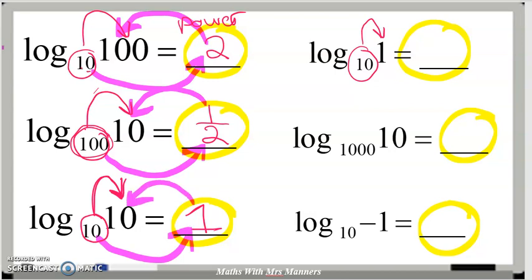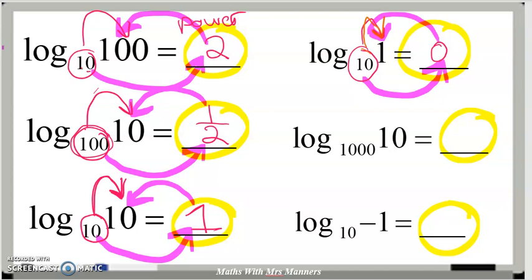Yep, it works. Here's another one. To go from a base of 10 to a result of 1, I'm going to think, well, what do I raise the base of 10 to change to 1? Well, the only power that will change me to 1 would be a power of 0. And I can check it. 10 to the power of 0 is 1.